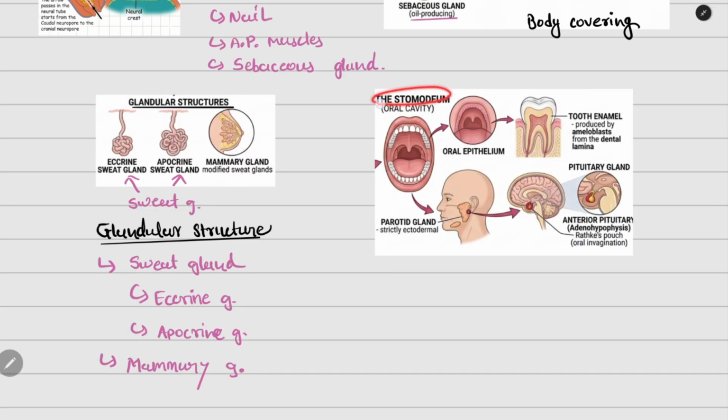A stomodeum is the opening of the gastrointestinal tract, meaning the oral cavity. So the epithelium of the oral cavity. Then in the teeth we have tooth enamel formed from ameloblasts derived from surface ectoderm.